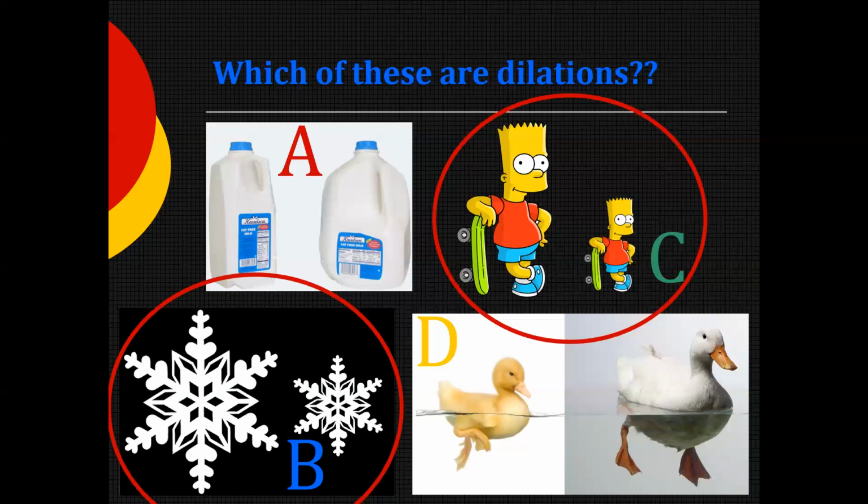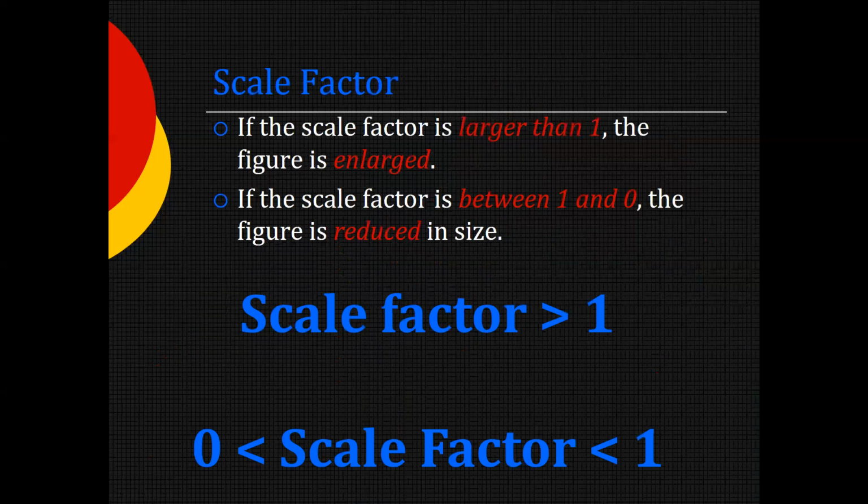B is a dilation because they're both Bart Simpson. One of them is just smaller than the other one. Letter C with the snowflakes are exactly the same. One of them is just larger than the other one. And then letter D is not a dilation because your baby duck is not a smaller replica of the mother duck. It's not the same size and they do not look the same. So just because it's not the same size doesn't mean that it's a dilation.